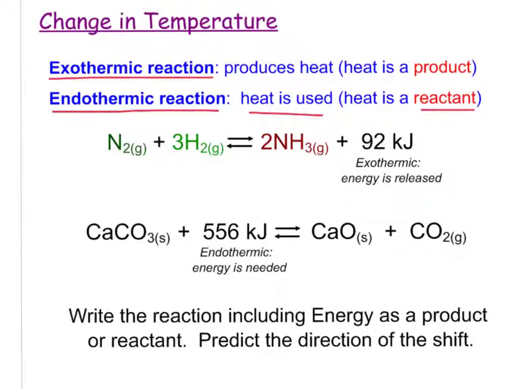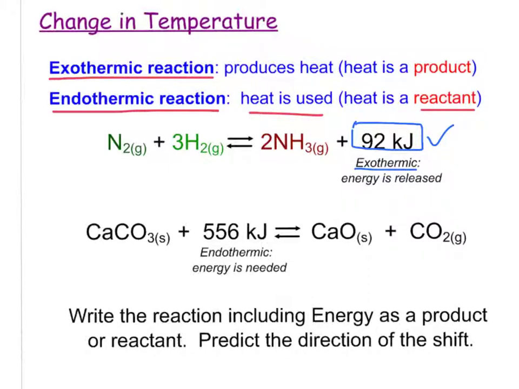Okay, here are two examples. Here's a reaction that is exothermic. And I wrote that right there. It's an exothermic reaction. So when it's exothermic, we know that energy is released. It tells you exactly how much energy is released. Because energy is released, I write that as a product on the right side of the equation. You can do that. It's part of what is given off. Energy is released. It's exothermic.